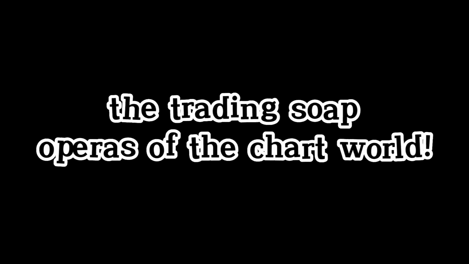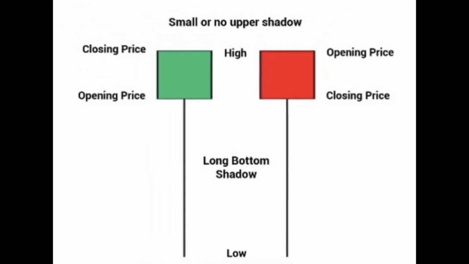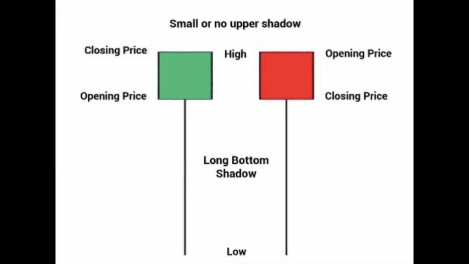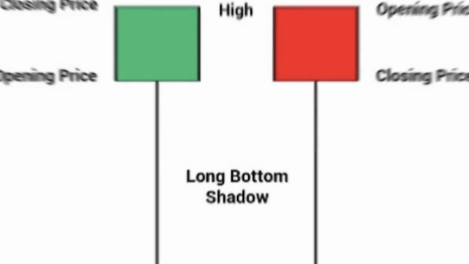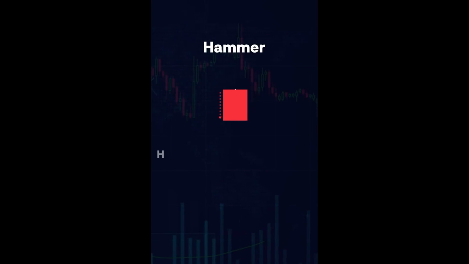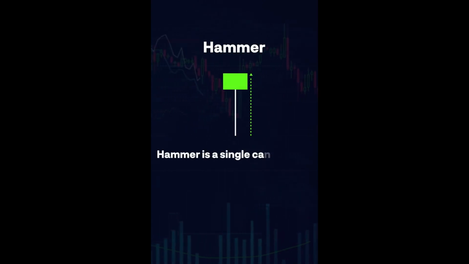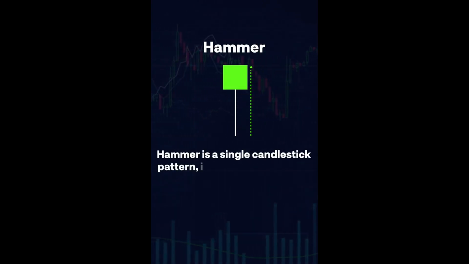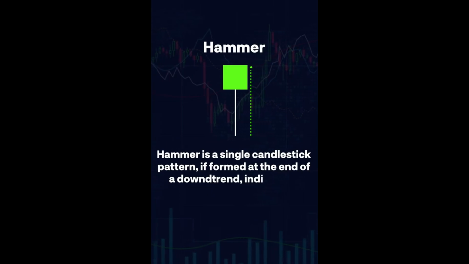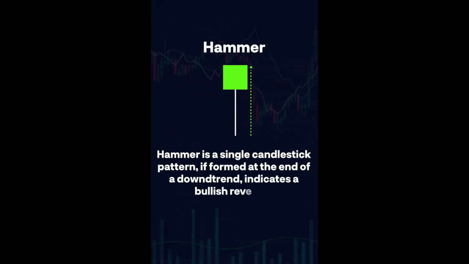Now it's time to break down candlestick patterns, or as I like to call them, the trading soap operas of the chart world. First up, we have the hammer candlestick. It's a bullish pattern, like a hammer smashing through negative vibes. Now here's the fun part. Whether it's green or red, it's still bullish. Because this candle isn't about colors, it's about attitude. But wait for the next candle to be a strong green one, or the hammer's just a hammer.